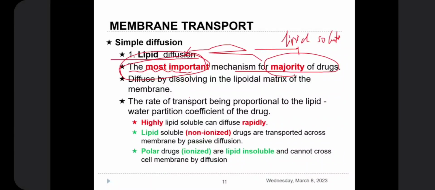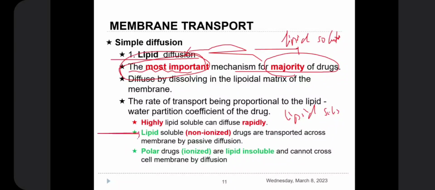Now let's see what kind of drugs have a strong ability to cross the membrane. First, if the drug is more lipid soluble, it can cross the membrane very easily, and the diffusion is very quick. The more lipid soluble a drug is, the more rapid the diffusion. So the first factor that influences lipid diffusion is lipid solubility.